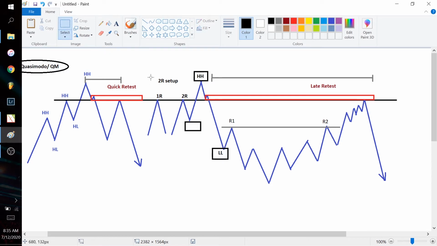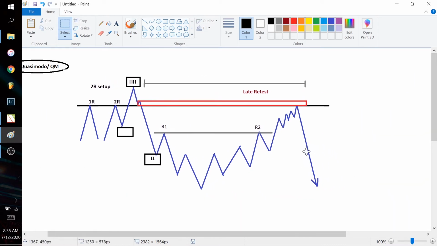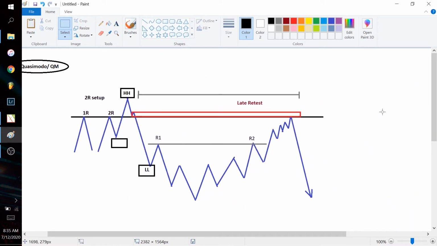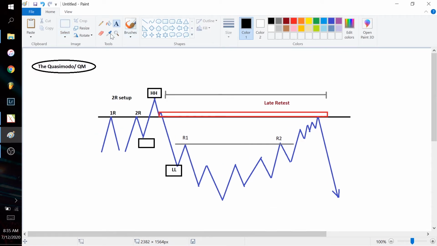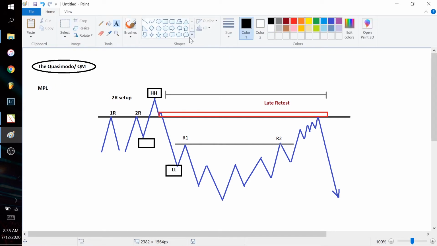Let me just delete this and let's make this a little bit less cluttered. Okay, let's shift this back in. Okay, so this is the 2R. Now I'm going to touch very quickly and briefly on what the MPL is. I think this is a very important price action pattern that you have to learn as well, because it's very powerful, and when you spot one, you have a very high probability setup. So what is the MPL?